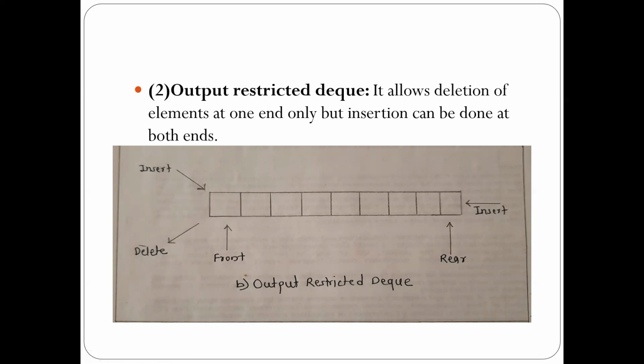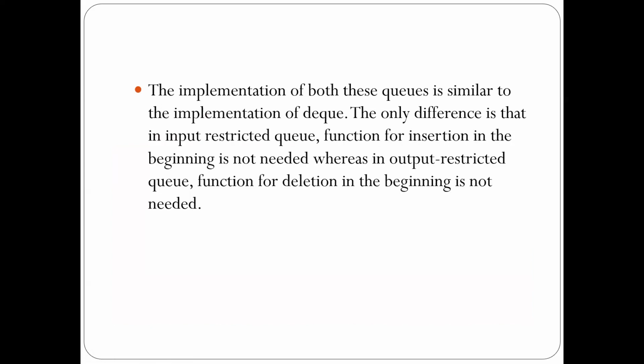In case of the output restricted DQ, we can again apply three operations: insert from the front, insert from the rear, and delete from the front only. So this is called the other variation, the output restricted DQ. Implementation is again similar to the queue. The only difference is that in the input restricted queue, the function for insertion in the beginning is not needed, whereas in the output restricted queue, the function for deletion in the beginning is not required.